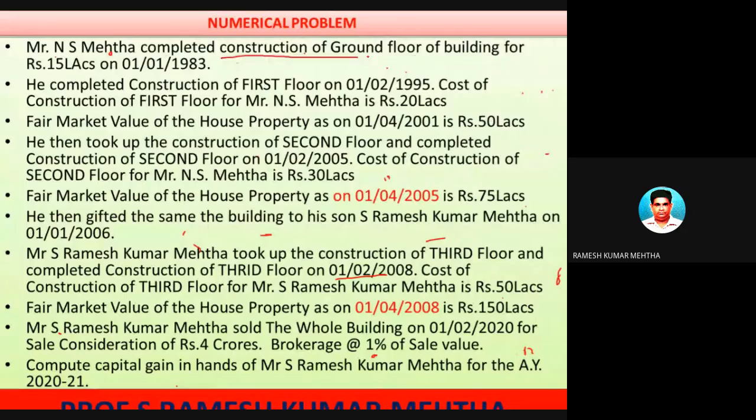The ground floor was constructed in 1983 for 15 lakh rupees. And the first floor was constructed on 1/2/1995 for 20 lakh rupees. So this is one part, and these two constructions have taken place before 1/4/2001. Hence the reason 1/4/2001 fair market value is given, which is 50 lakh rupees.